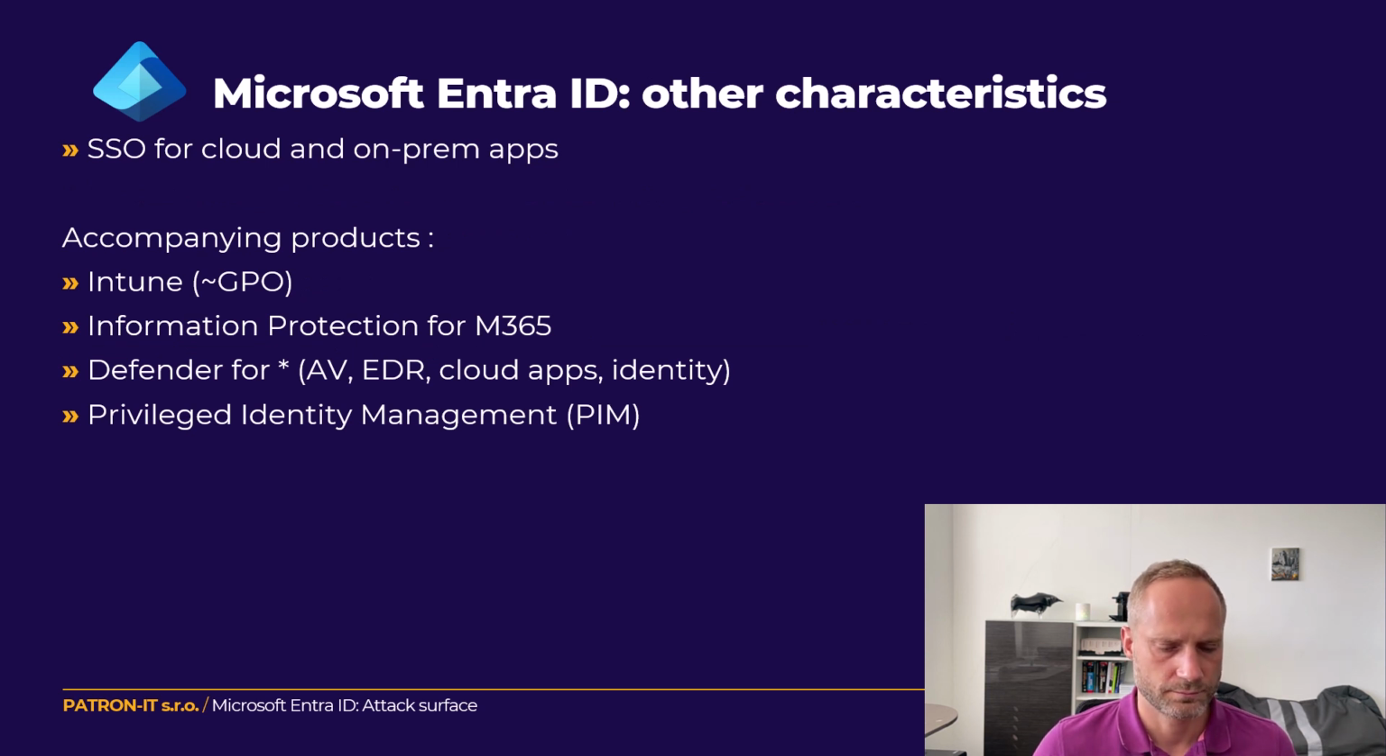So the other advantage of Azure AD is that we can protect on-prem applications as well. Even if Entra ID is a cloud solution, we can still protect on-prem applications. And Entra ID comes with other technologies like Intune, which brings something like group policies, information protection, Defender, and privileged identity management, which work well together. So I would say that Entra ID is a big leap in security, which gives us the possibility to fight not just ransomware, but also data exfiltration or data leaks.